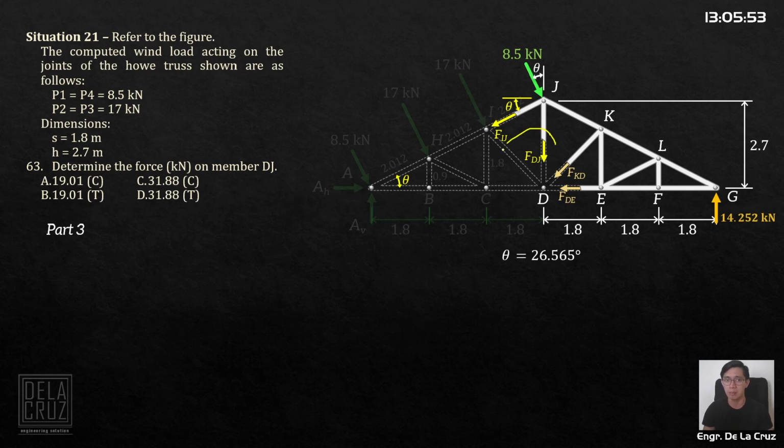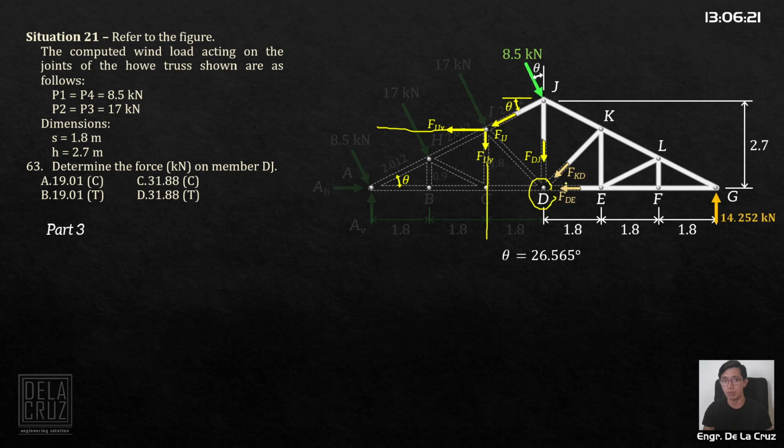Hindi pa muna natin makukuha agad yung force on member DJ. Kailangan ko munang kumuha ng ibang forces. Diba? Kahit mag-summation mo, kahit saan tayo mag-moment, ang raming unknown kung si DJ yung uunahin natin. So, IJ muna ako. Okay, analyze natin. Kung dito natin ilalagay yung ating component, moment about D tayo. So, Fij will cause moment.